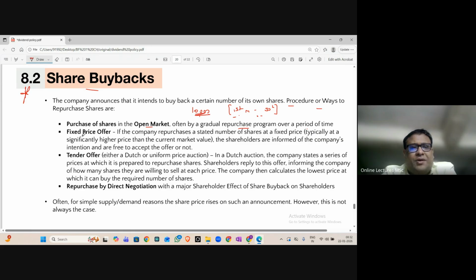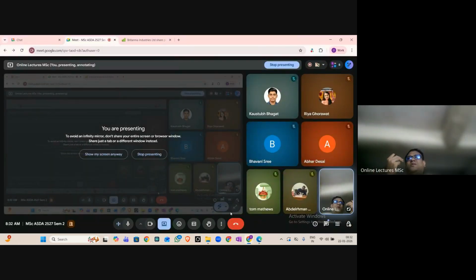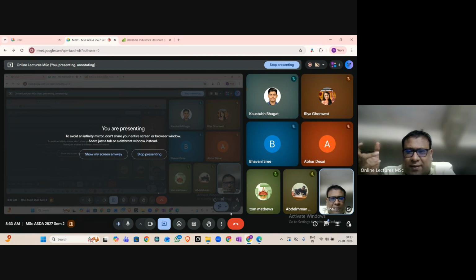Fixed price. Here, the company tells the shareholders that we are willing to buy back from you at this particular price. Usually the price is above the market price. Then repurchase by direct negotiation, usually with strategic institutional shareholders, where the company can talk to some strategic shareholders and buy back shares from them in person. You don't have to go to the market. You can talk to individuals and get the buyback.